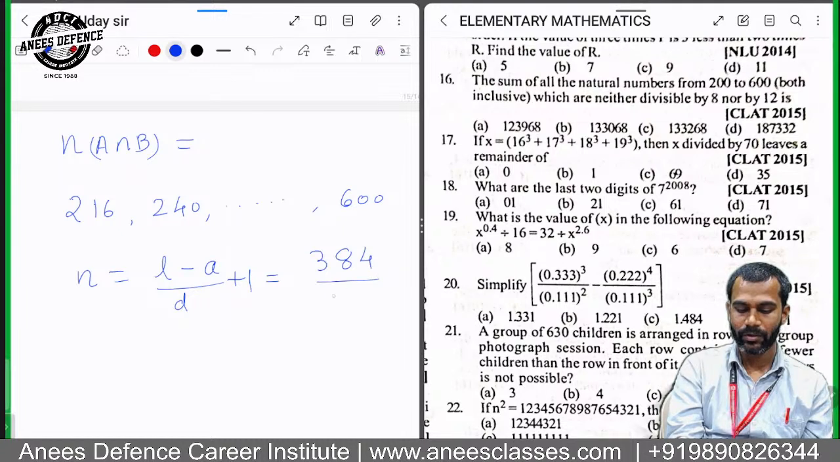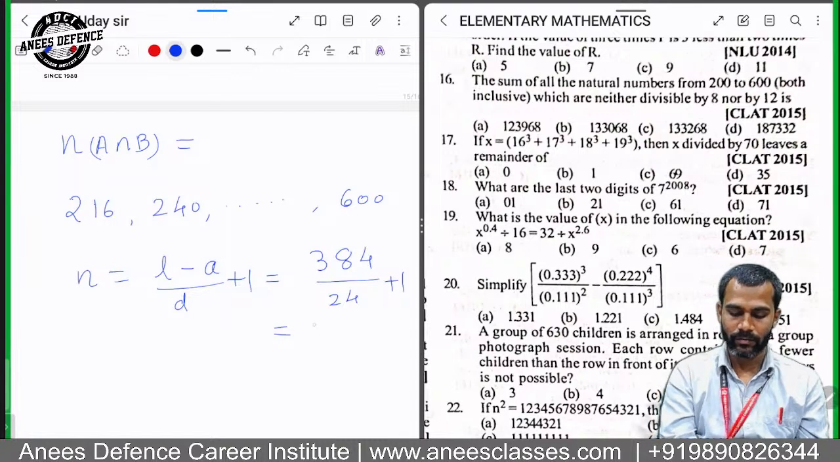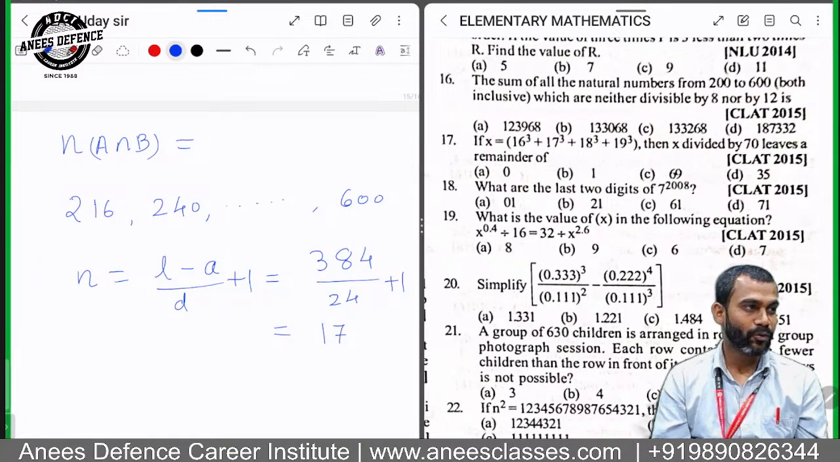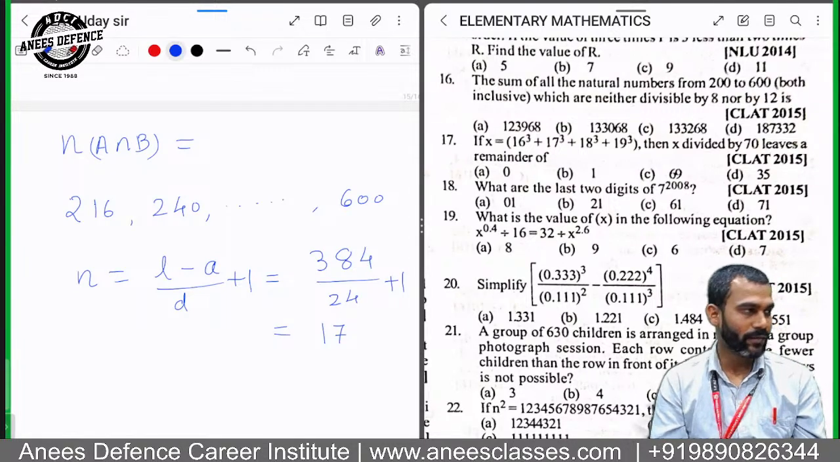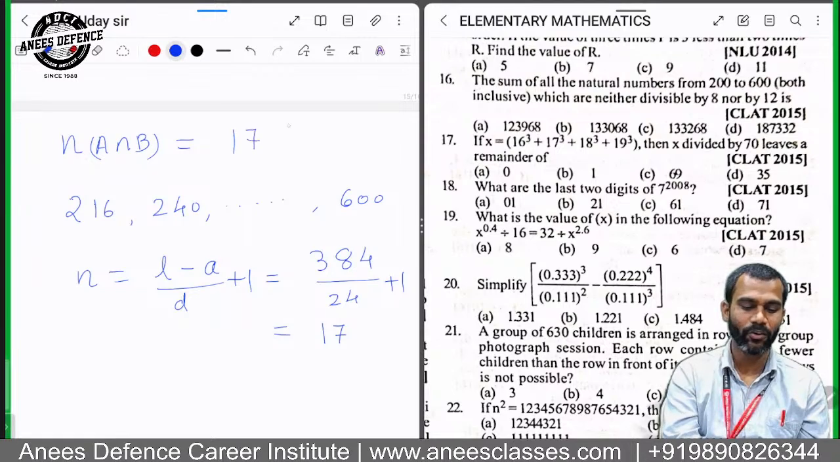384 divided by 24. 24 ones are 24. 24 into 6 is 144. And 16 plus 1 is 17. So this is 17. Yes or no?